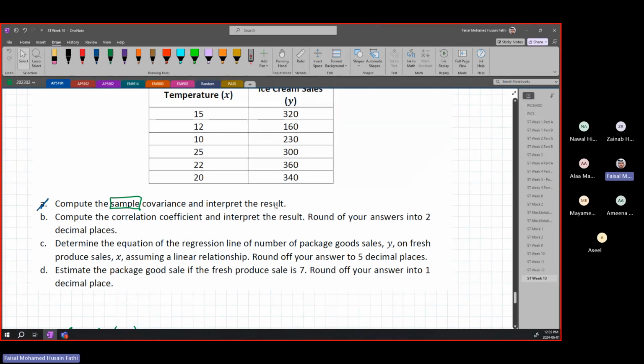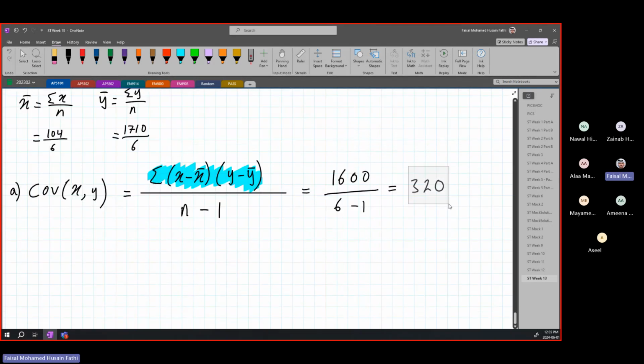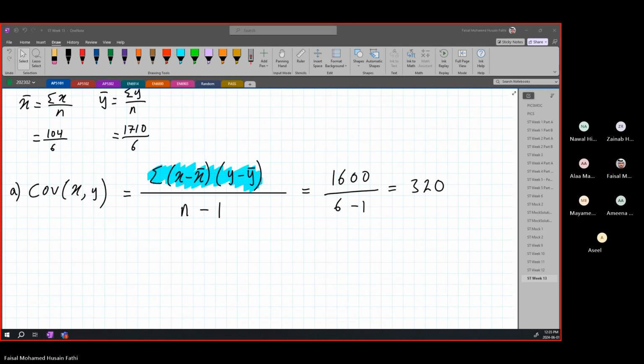Compute. So it says interpret the results. What is meant by that? So if we look at here, what does this mean? We have a positive covariance. So we know that the value is basically a positive relationship. So we can say this is a positive relationship.